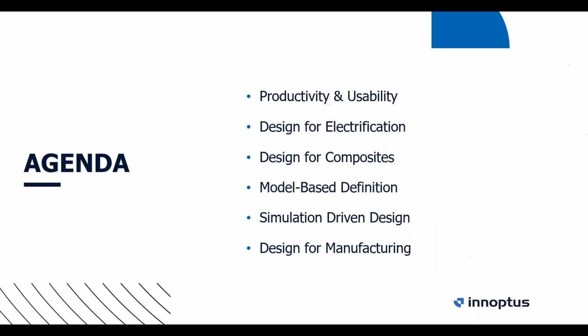So now we go to the agenda of today. The first part is about productivity and usability. That's always the first part of the newest Creo version. And then we go to design for electrification, also for composites. And then we explain a little bit about model-based definition. We then go to the simulation-driven design and end up with design for manufacturing. Stefan, go ahead.